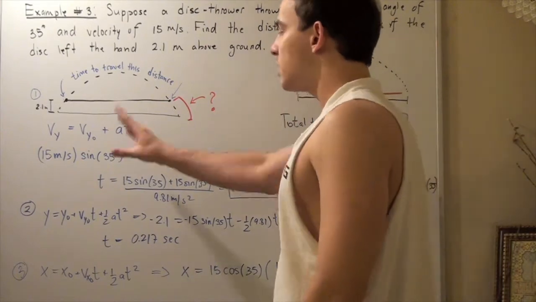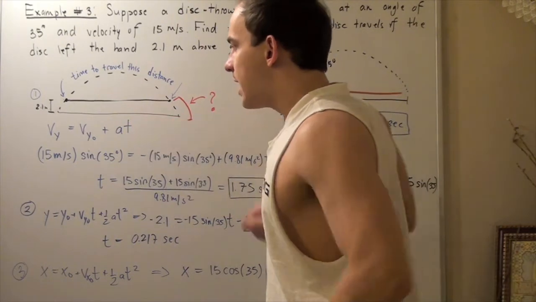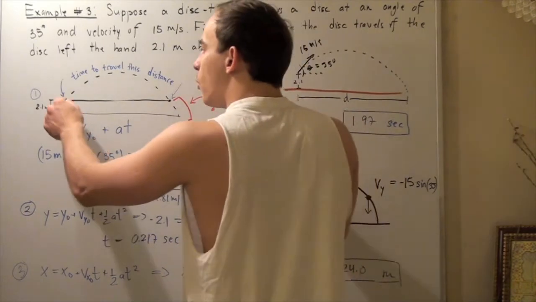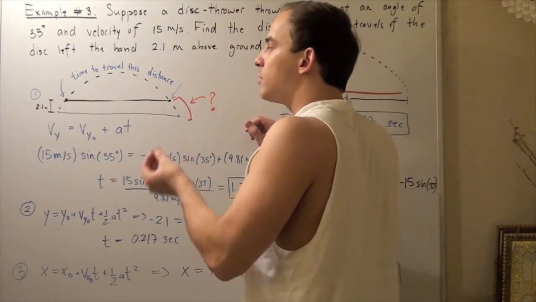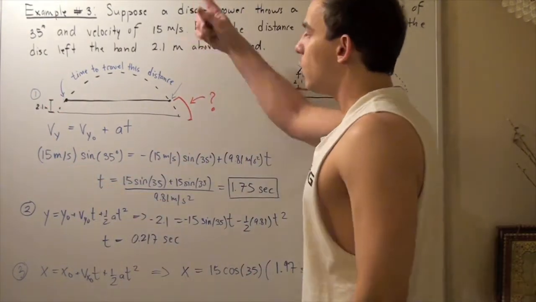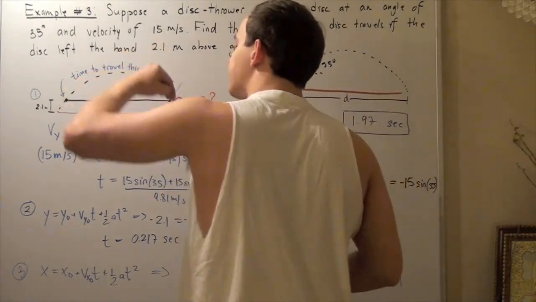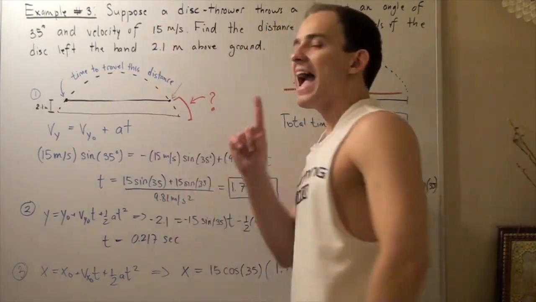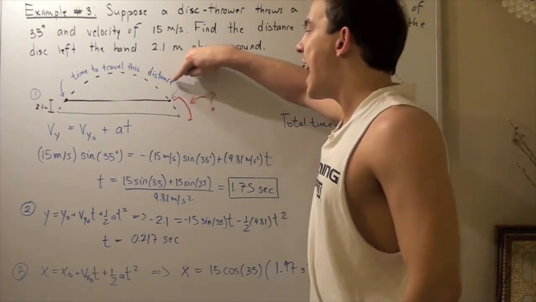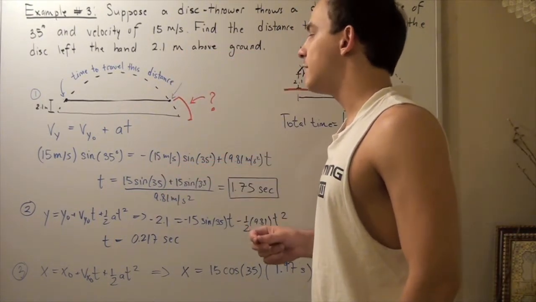So let's go to step 1. In step 1, we're going to use the following formula. This formula tells us the following. Our initial velocity at this point, pointing upwards, so our vertical component of velocity at this point is simply 15 meters per second multiplied by sine 35. And what is our velocity at this point? Well, at this point, our velocity has the same magnitude, but it's pointing in the opposite direction. So at this point, our velocity is negative 15 meters per second times sine 35 degrees.